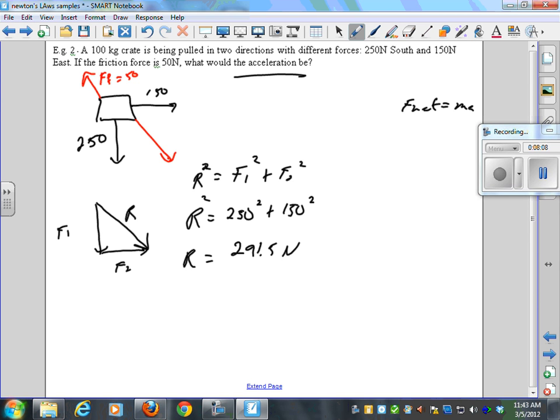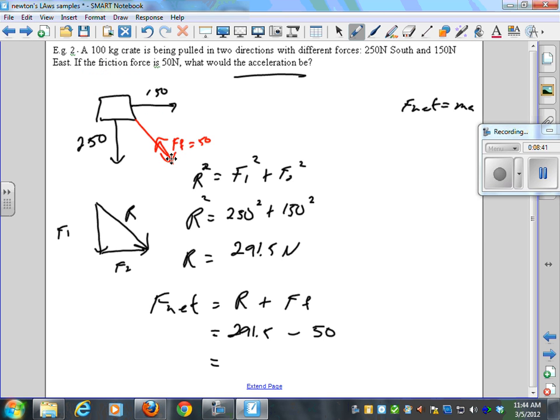So that's just the resultant of the two forces. Now what do I do with the 50? So now my net force is going to be my resultant force plus my friction force. Now when I say plus, what I really mean is add them as vectors. So that's really 291.5 minus 50. Do I need to put them tip to tail? No, because they're simply going to be in opposite directions, right? One's positive, one's negative.